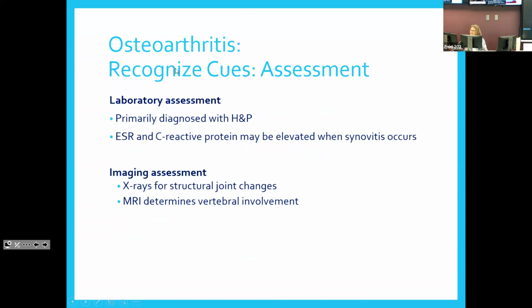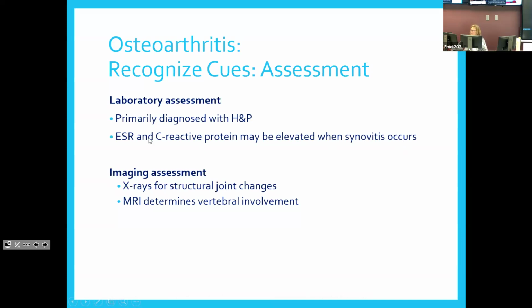For assessment, other things to look for on the lab work: it's usually diagnosed on their history and physical, like if they're coming into the hospital, but you can look at their elevated SED rate or C-reactive protein. They may be elevated when synovitis occurs, which would be inflammation in that joint.